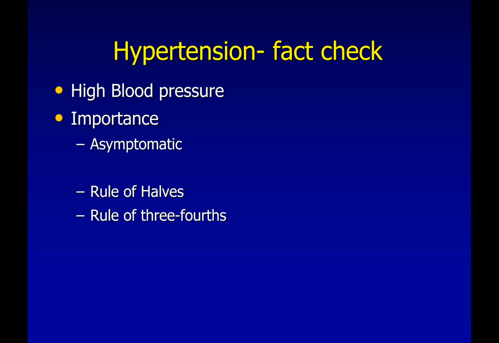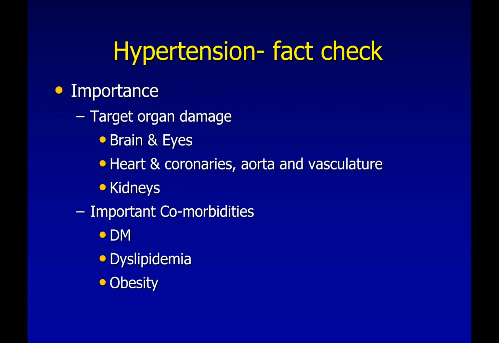Now, this rule of 3/4 is what the target is for us, but we are far away from it. Rather than 50%, we want 75% of hypertension to be diagnosed, 75% of them should be taking treatment, and 75% should have good control. That is what we want, but we are far away from this rule of 3/4.